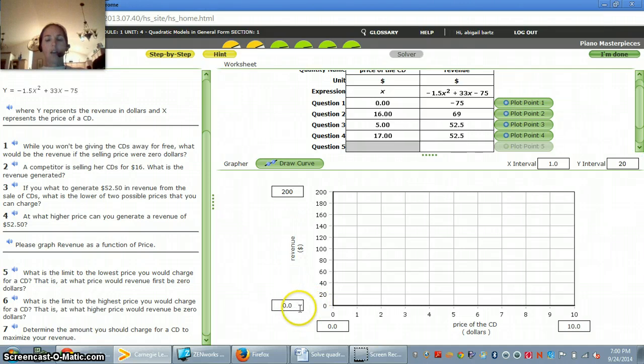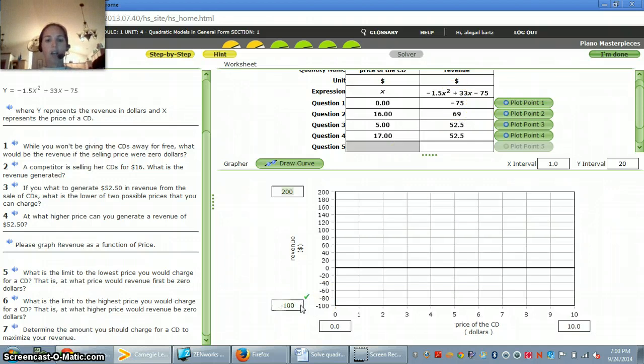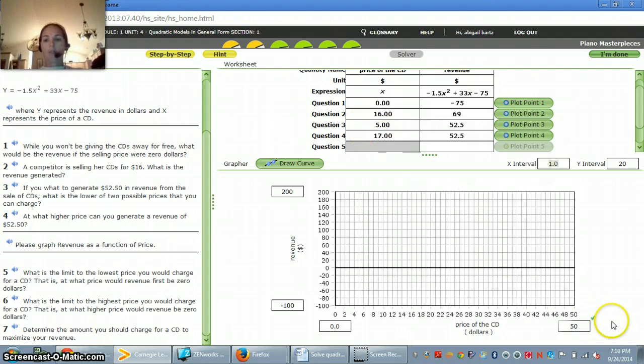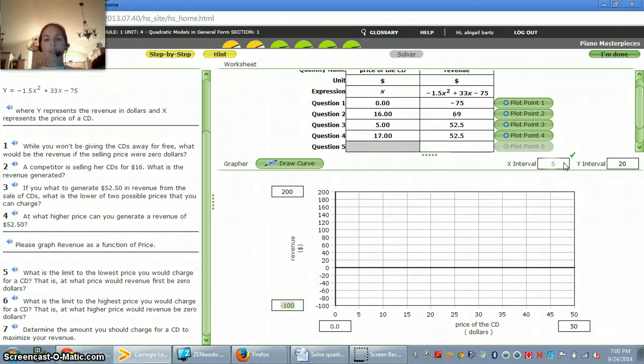And then because you're going to have to graph 0, negative 75, you may want to put in negative 100 as another value so that you have that negative 75 available. Price of the CD, well, hopefully we're not going to give it away for free, but 0 up to, and then, well, we already said $17, so maybe $50. And instead of counting by ones, maybe I want to count by fives. And then you plot your points.